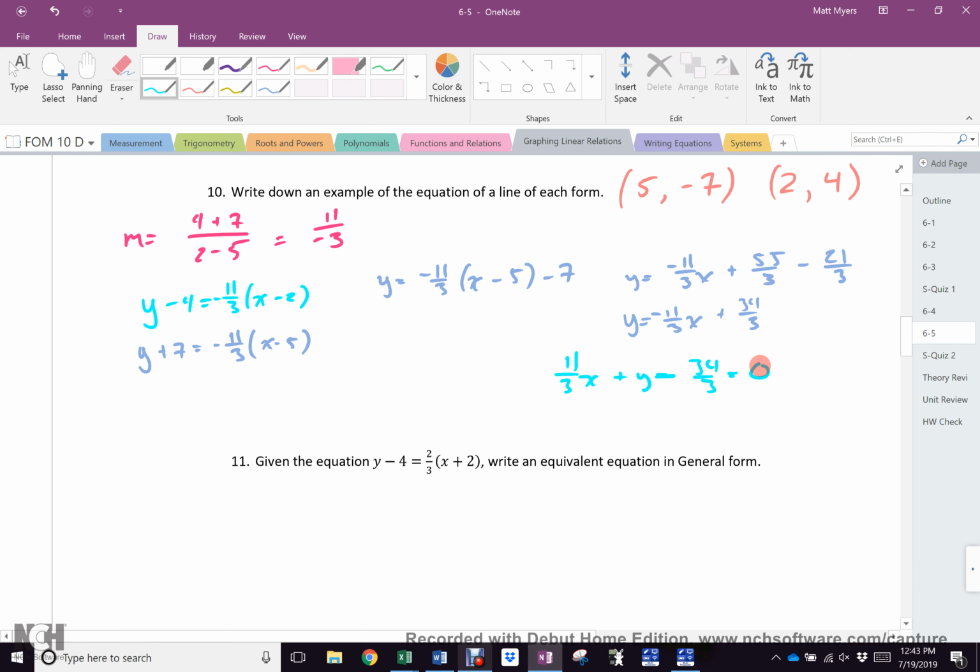Now what's not allowed? I'm allowed to have negatives anywhere except at the beginning. A is positive, so I'm okay. What else isn't allowed? We're not allowed fractions. I got some fractions there. How do I get rid of divide by 3? Times everything by 3 to get 11x plus 3y minus 34 equals 0. And there's my third form.